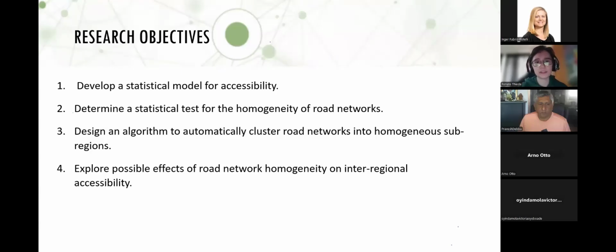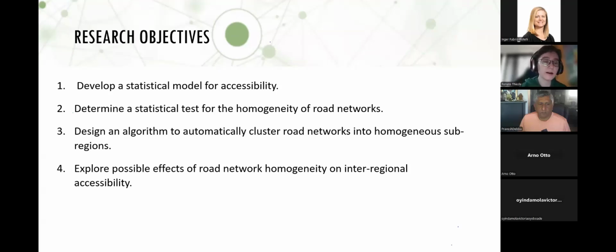Firstly, to develop a statistical accessibility model. Secondly, to determine a test for the homogeneity of road networks. And when I get to that, I'll explain exactly what homogeneity means. But it has to do with the road network structure. I referred to it earlier that road networks have different regions. A suburb looks different from the CBD, which looks different from an informal settlement when you just look at the road network pattern. And homogeneity is one measure that could help to quantify these different patterns.